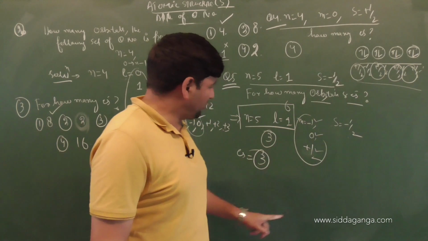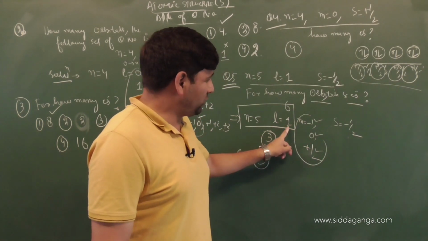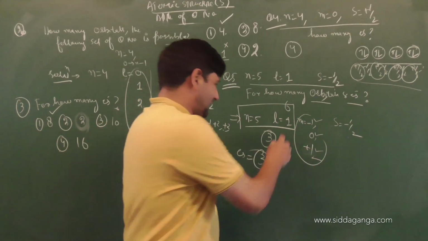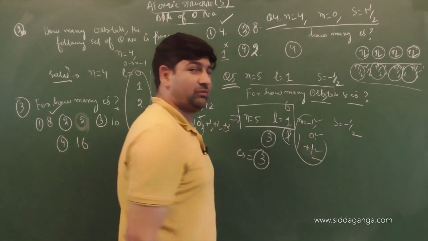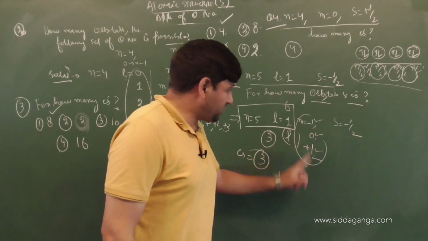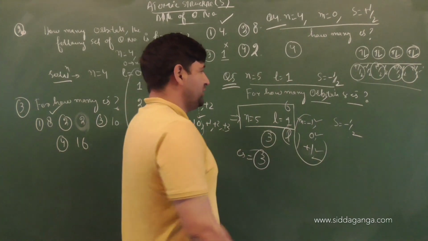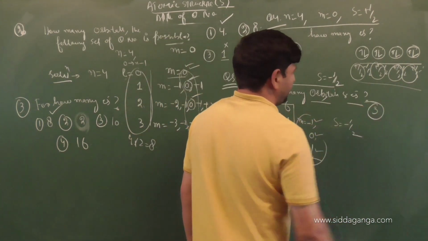So it is applicable to 3 orbitals, because L value 1 means P subshell. How many orbitals does it have? 3. So it is applicable to 3 orbitals and 3 electrons. So the correct option will be 3 for us.